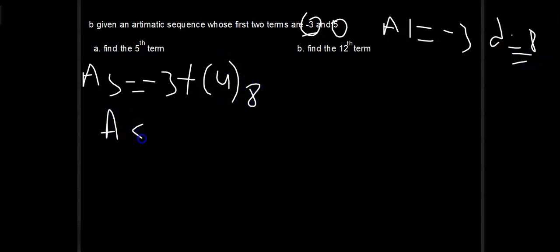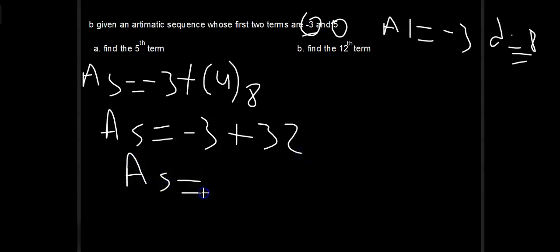So A5 will equal -3 plus 8 times 4. 8 times 4 is 32. So my last value A5 will be -3 plus 32, which is positive 29. So this will be my last answer. As you guys can see, it is so easy. So for that reason, I want you guys to stop the video and try the second example and see if you get the answer.